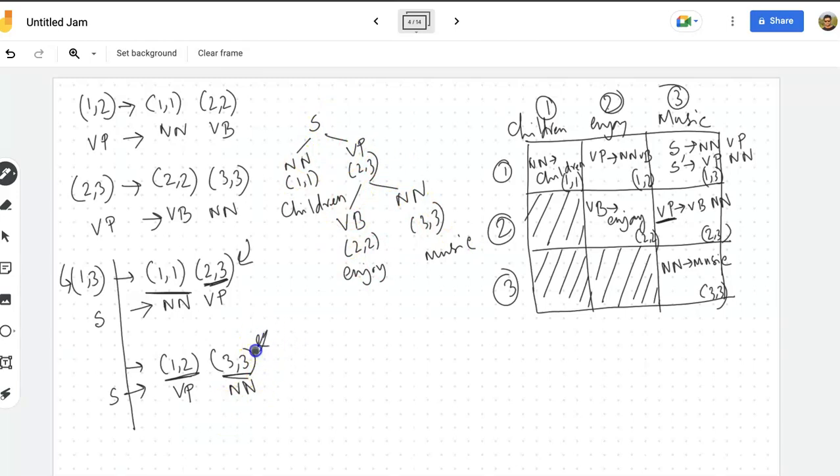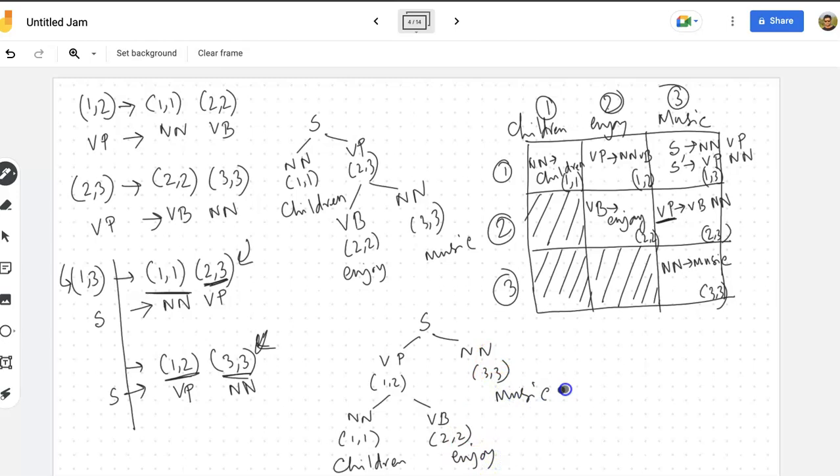Now let's focus on the next thing. We can go this way also. It is S to VP NN, where VP is 1, 2 and NN is 3, 3. Now what is 1, 2? 1, 2 is NN VB, which is 1, 1 and 2, 2. 1, 1 is the first word, children. VB is enjoy. And NN is music. So we can parse the string "the children enjoy music" in two different ways: this is the first way, this is the second way.